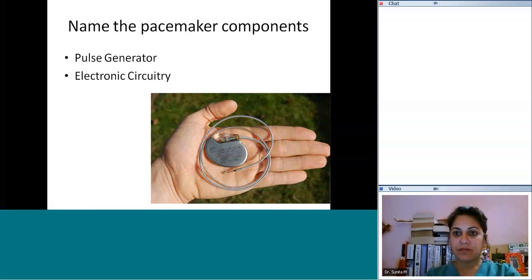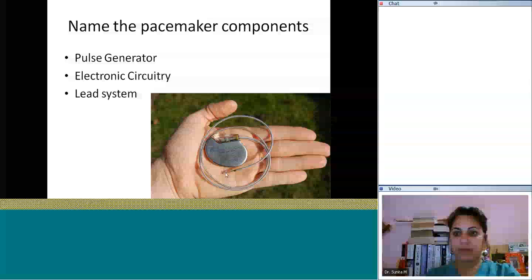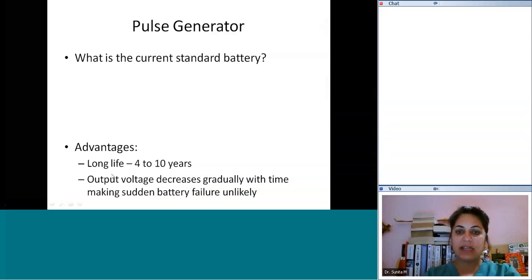Then you have your whole electronic circuitry, right, which is connected to the lead system. So in any pacemaker, you have a pulse generator inside it, and then you've got electronic circuitry which connects it to a certain lead system. And that lead system, and you can see down here, the end of the lead is what is attached to the myocardium.